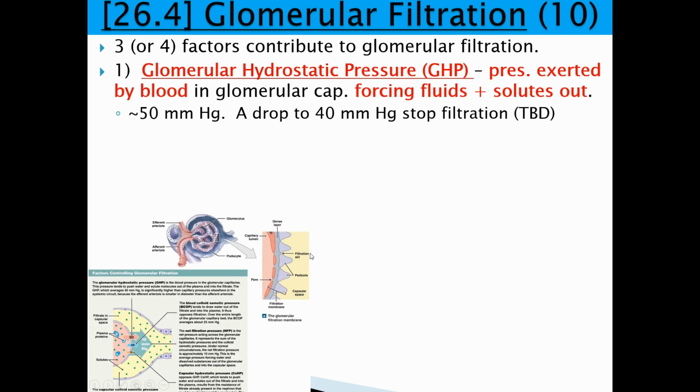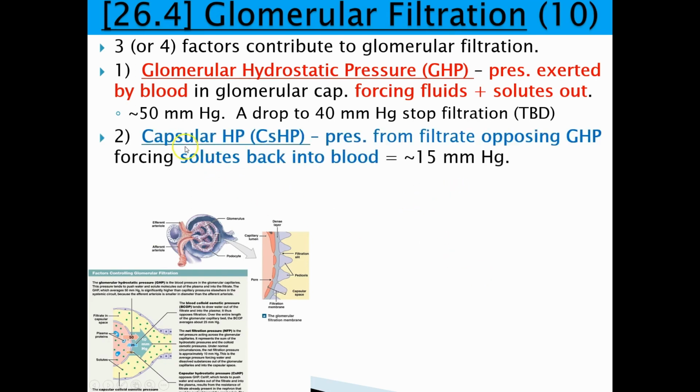All right, the first factor is, notice, glomerular hydrostatic pressure. Just like we had hydrostatic pressure when we talked about the capillary region, it's the same thing. We're going to have this pressure that forces substances out of the blood. So this is what's going to generate our ability to have filtration occur. And notice it's approximately 50 millimeters of mercury. So we're back to that millimeters of mercury.